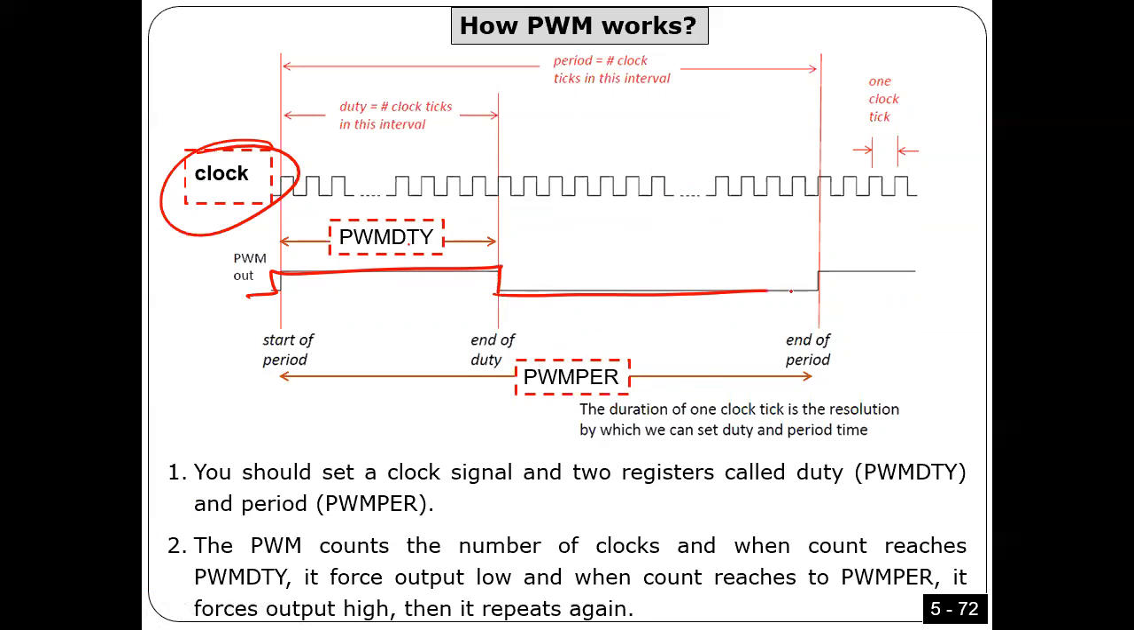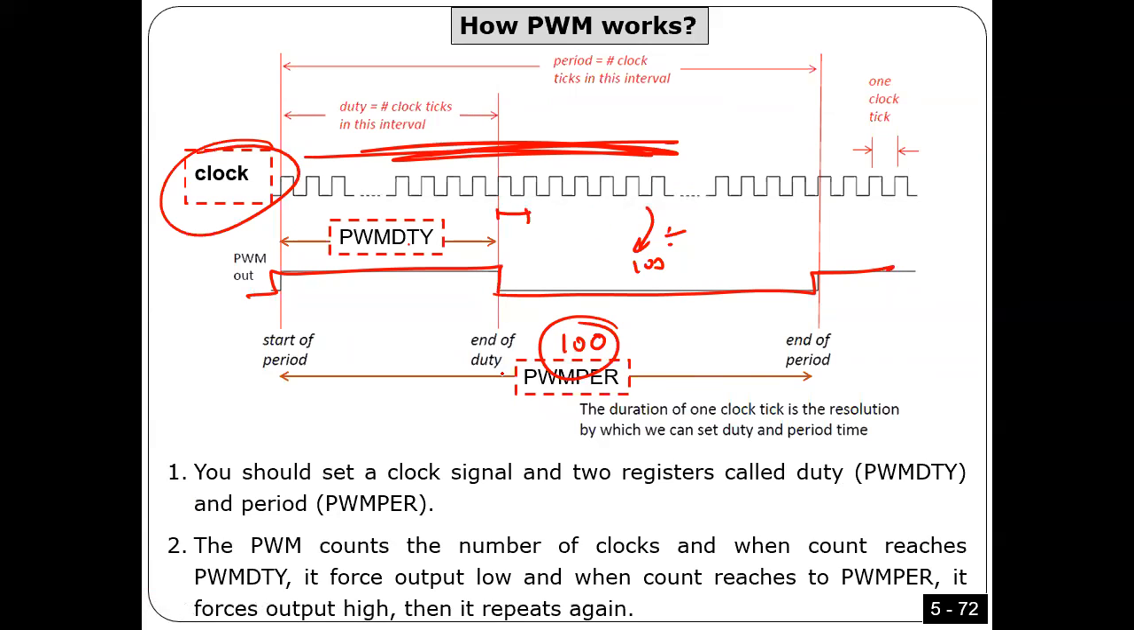Okay, another important thing you should understand: when I put here 100, what does it mean? It means for every 100 cycles here, I'm going to generate one cycle here. It means it's like you divided this frequency by 100. Yes, it is division. Why? Because for every 100 here, I'm going to generate only one here. So it's like you divided it by 100.